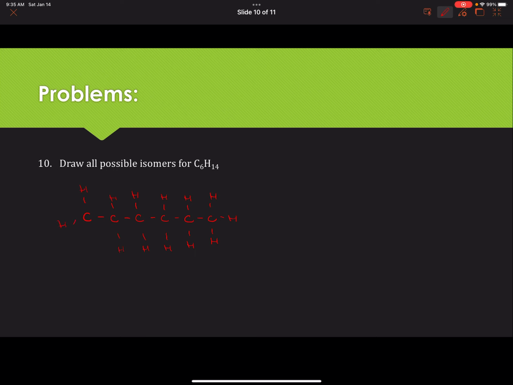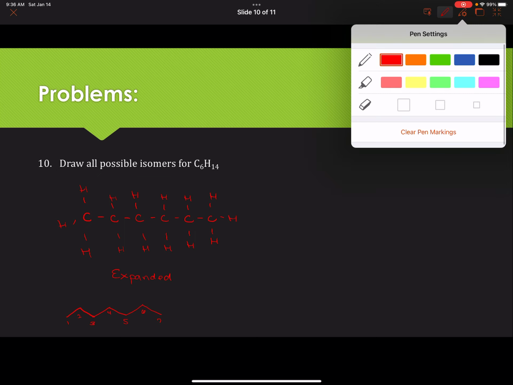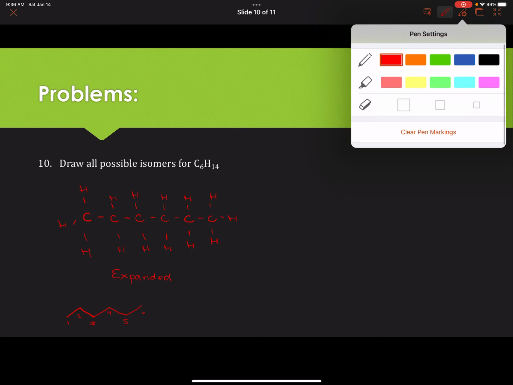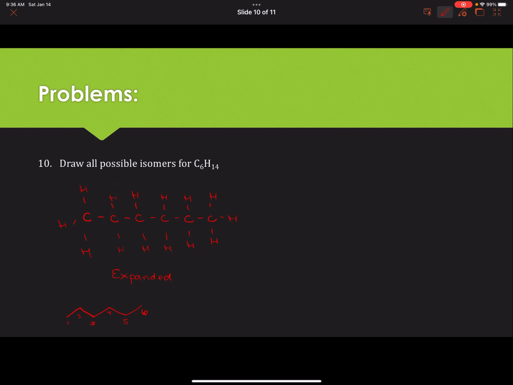You could also have drawn this as a condensed formula. So remember, this is our expanded. Or we could draw this as a line structure. So if I have 6 carbons, we want to make sure that our line formula has 6 points. So this would be my line formula. We could draw either. So that is always going to be our first isomer, our straight chain structure.